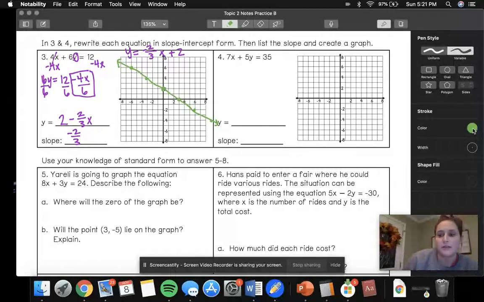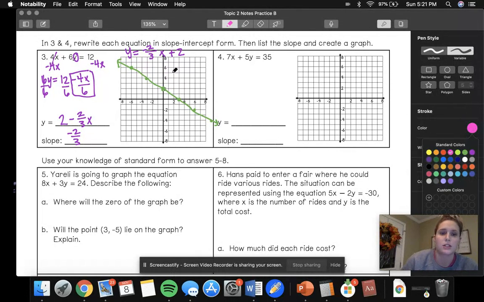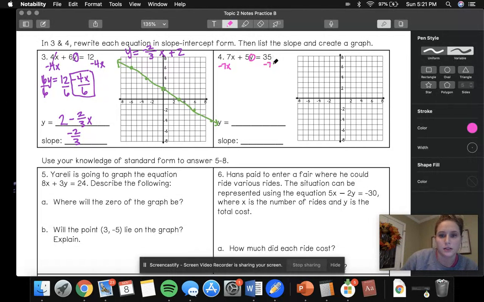For number 4, we have 7x plus 5y equals 35. Again, it's asking us to convert it into slope-intercept form. So I need to solve or isolate the y. So this is a positive 7x, so I'm going to subtract the 7x. 5y equals 35 minus 7x. Now I'm going to divide by the 5.